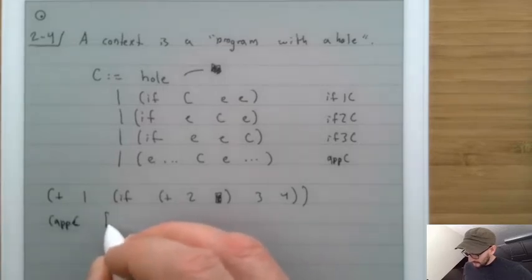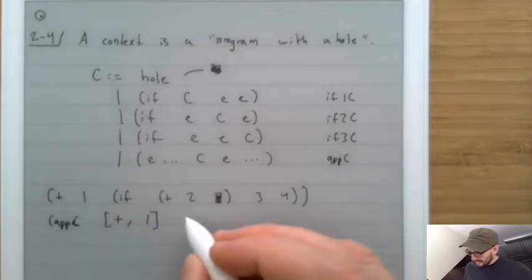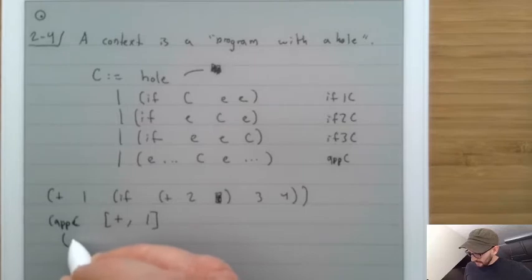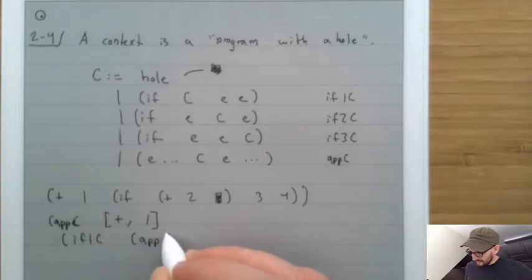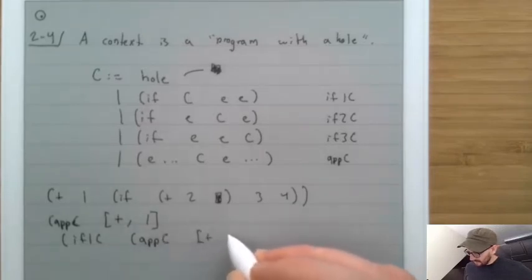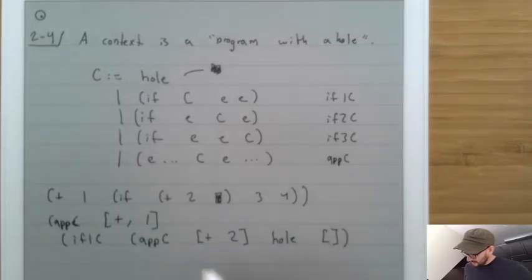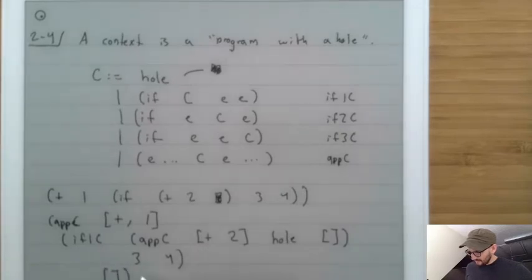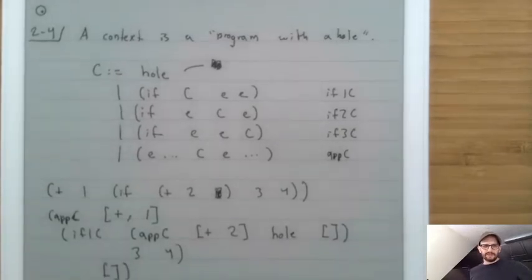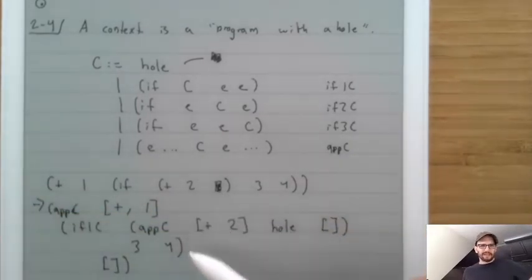Well, it is an AppC with a list of a plus and a 1, and then there's a hole, and that hole is an if 1C that has an AppC inside of it that has a plus, a 2, then the hole, then an empty list, because there's nothing after that, then there's a 3 and a 4, and then after that there's another empty list. Okay, so this program right here with that spot missing is this structure right here.